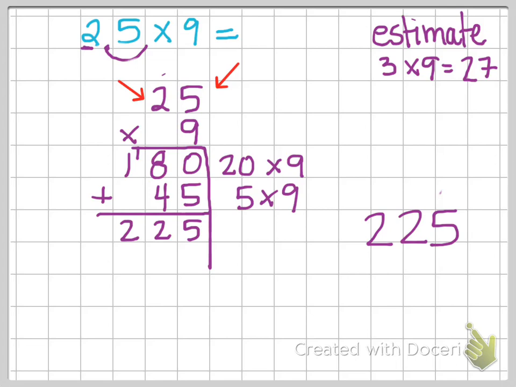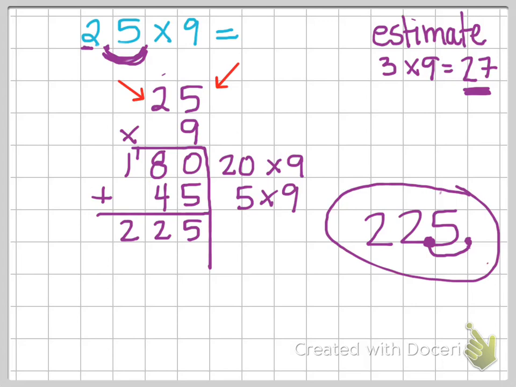Now that was to the problem 25 times 9. Now remember our magnitude estimate, it's going to be close to 27. So we have to remember to put our decimal point back in. Because we took it out one place value, we're going to put it in one place value. Now, on 225, there's a decimal point. It's right here. We just didn't see it. Now we're going to put it in 1, drop it right there. So our final answer is 22.5, which is very close to our estimate.